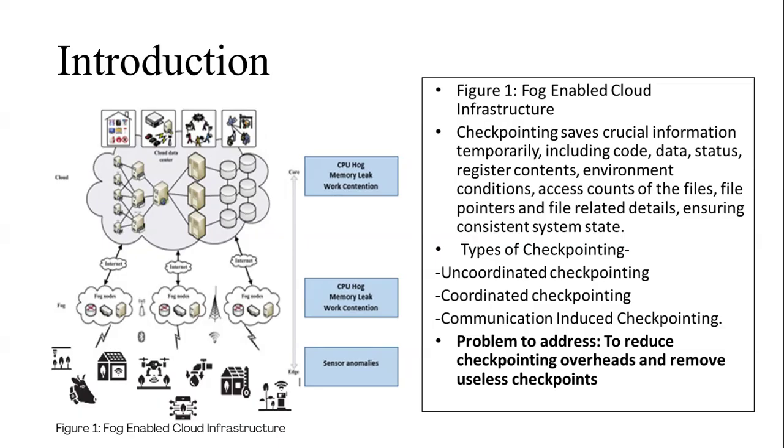Checkpointing saves crucial information temporarily, including code, data, status register contents, environment and condition, access count of the files, file pointer, and file-related details, ensuring a consistent system state. The types of checkpoint mechanisms are, first, uncoordinated checkpointing. It is inefficient due to inconsistent nodes, which leads to the domino effect. Then coordinated checkpointing, which directs to periodic or sequential checkpointing, which leads to checkpointing and storage overheads and useless checkpoints. At last, we have communication-induced checkpointing. This combines the aspects of both coordinated and uncoordinated checkpointing, but has forced checkpointing issues, which lead to useless checkpoints.